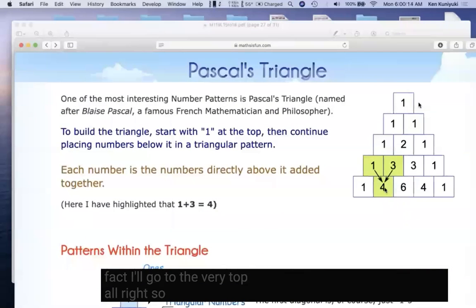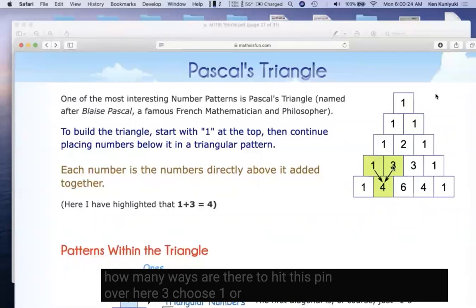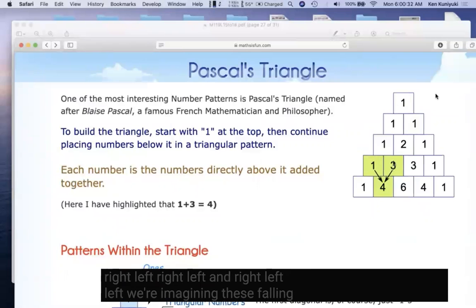All right. So how many ways are there to hit this pin over here? Imagine that each of these squares corresponds to a pin. How many ways are there to hit this pin over here? 3 choose 1 or 3. Left, left, right, left, right, left, and right, left, left. We're imagining these falling chips. How many ways are there to hit this pin over here? Only one way. Left, left, left.